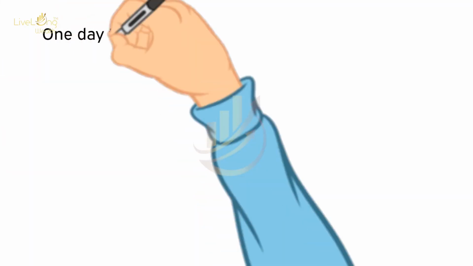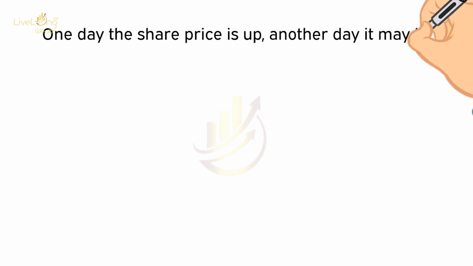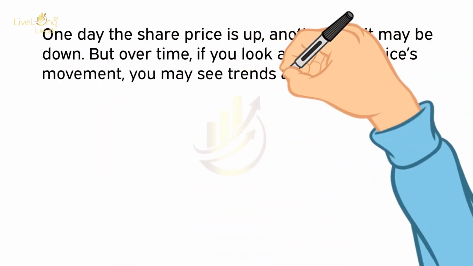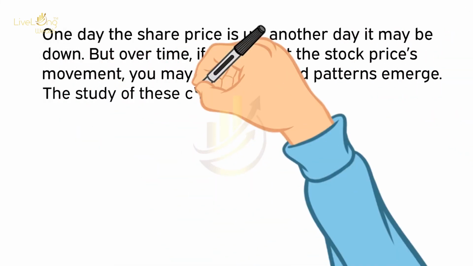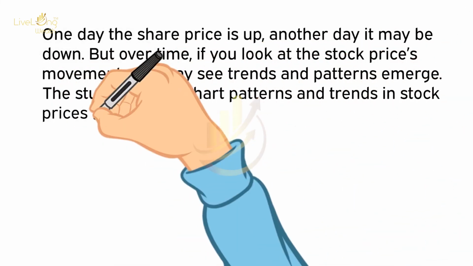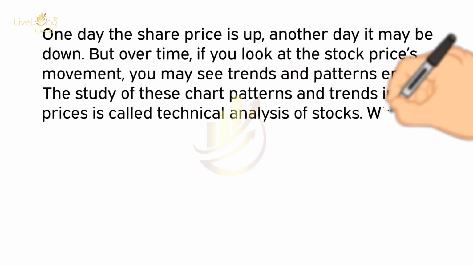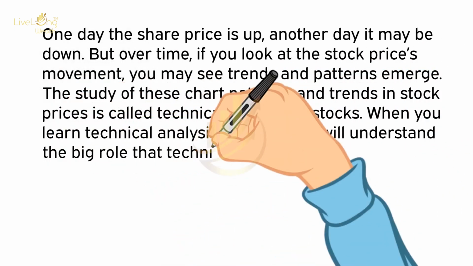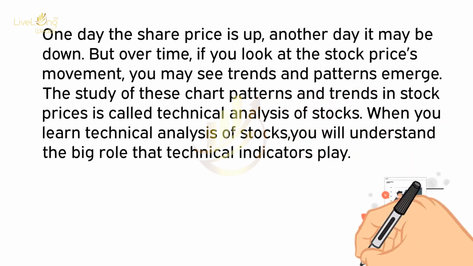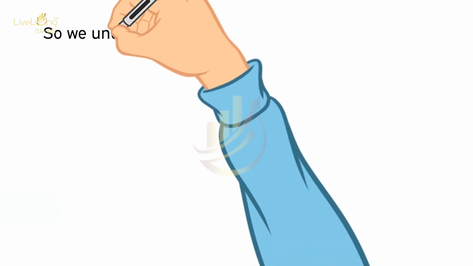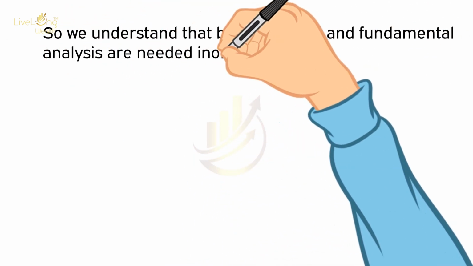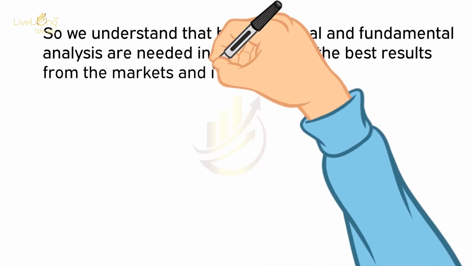One day the share price is up, another day it may be down. But over time, if you look at the stock price's movement, you may see trends and patterns emerge. The study of these chart patterns and trends in stock prices is called the technical analysis of stocks. When you learn technical analysis of stocks, you will understand the big role that technical indicators play. So we understand that both technical and fundamental analysis are needed in order to yield the best results from the markets and in order to optimize the results.